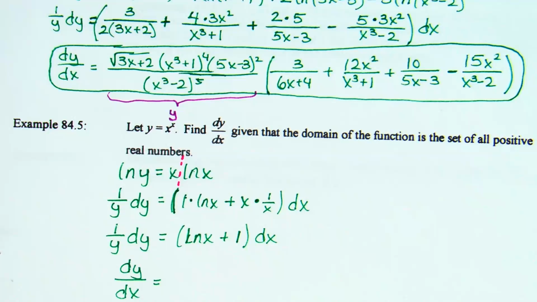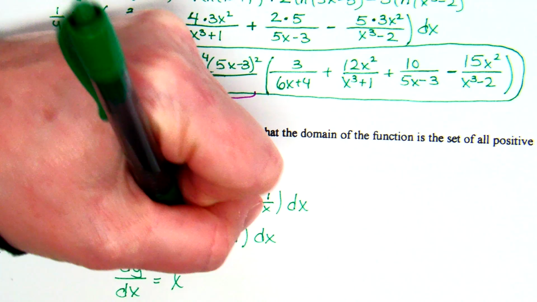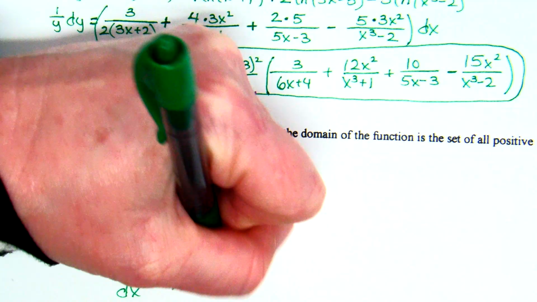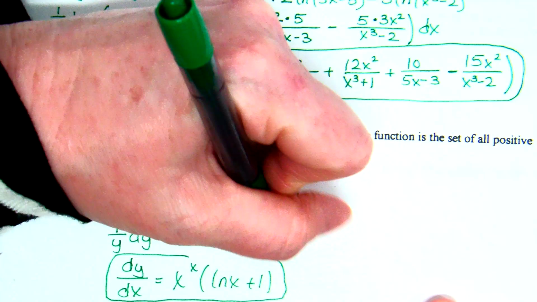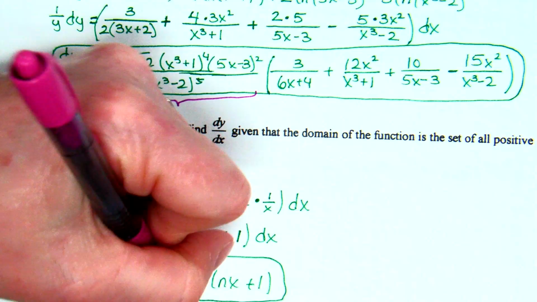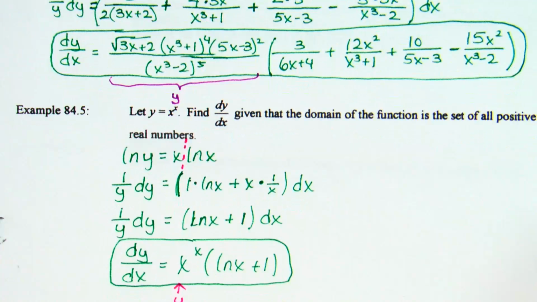We're going to make it dy dx. So we kept the dy, we divided the dx over. We're going to multiply by y out front. I know what you guys are going to tell me, I think. Y is x to the x times the ln x plus 1. Okay. Got it?